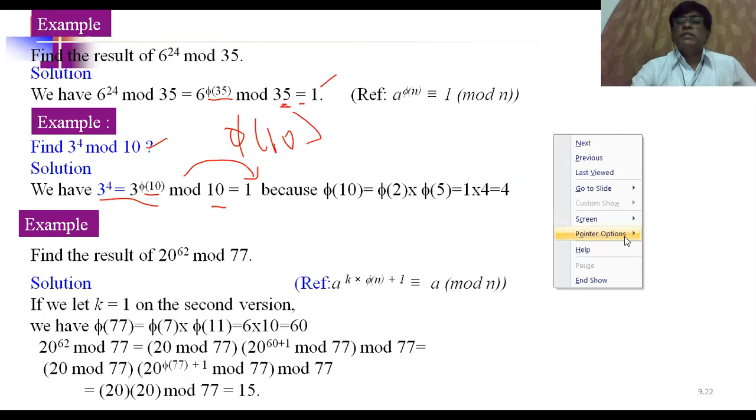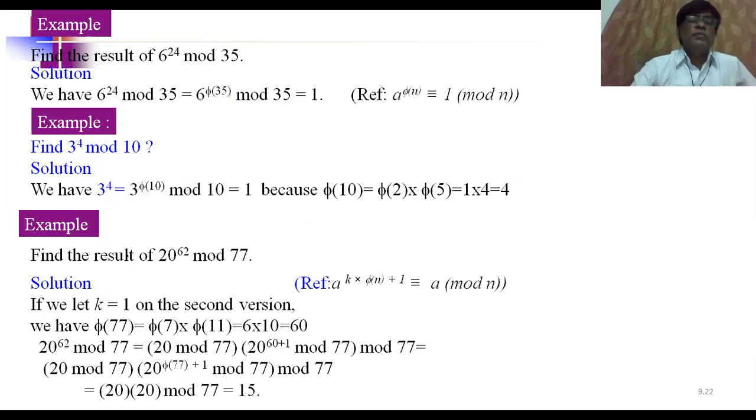Similarly, the third example is to find the result of 20 power 62 mod 77. Here we need phi of 77. Since the modular divisor is 77, it is a composite value. Phi of 77 is phi of 7 into phi of 11, which is (7 minus 1) into (11 minus 1), so 6 into 10 is equal to 60. So phi of 77 is equal to 60.